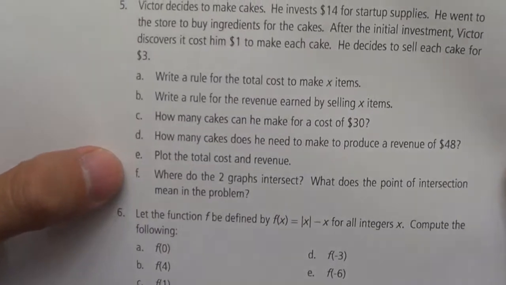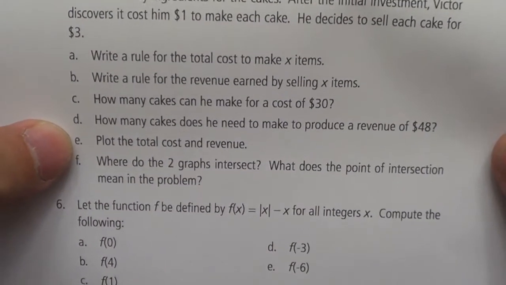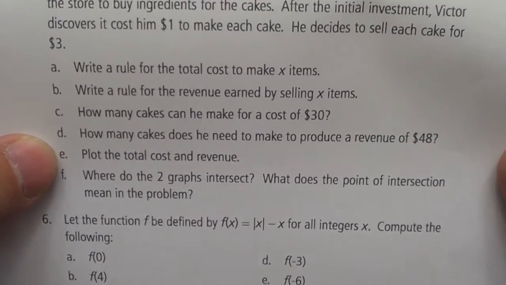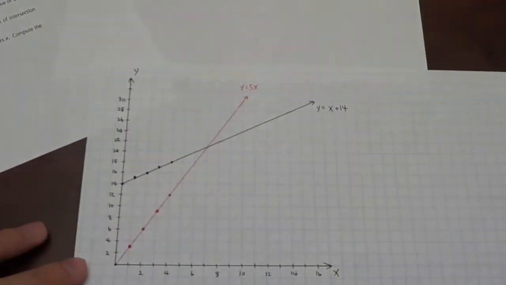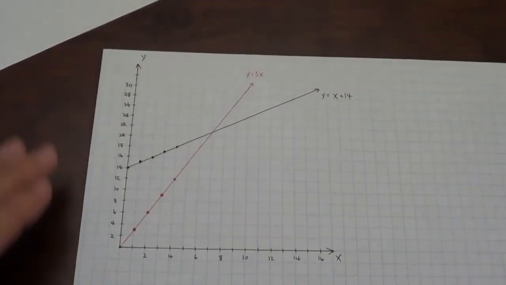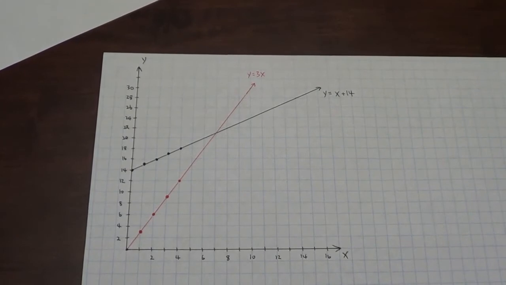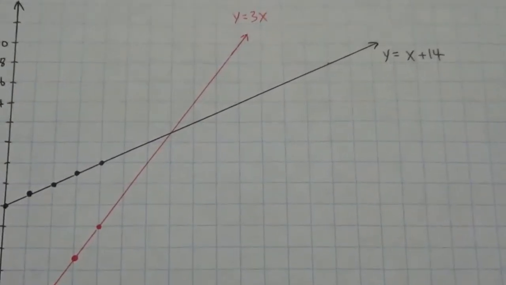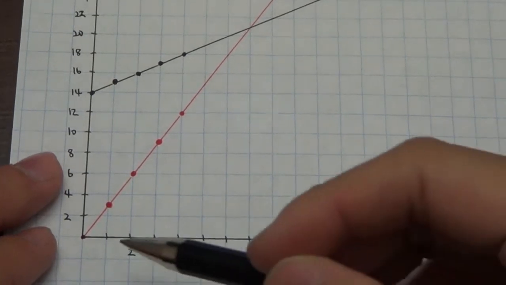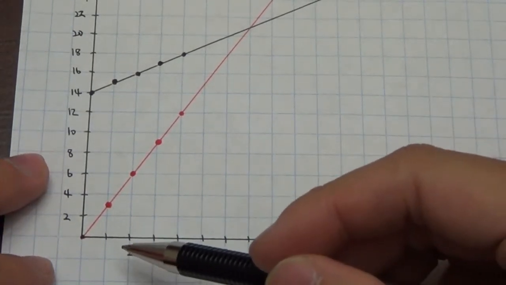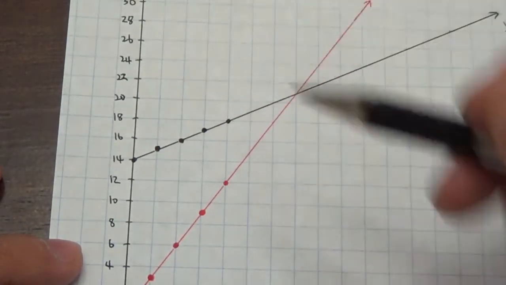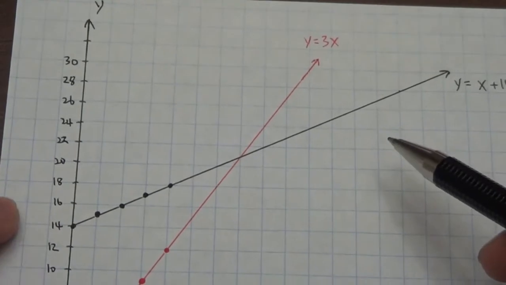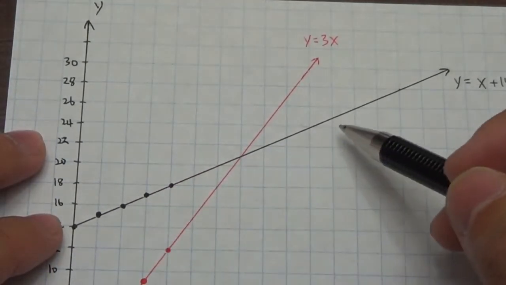Next question, 5E, it wants us to plot the total cost and revenue. So we should have 2 separate lines. To save time, I already did that, and here's our graph. Let's see if I can zoom in a little bit. If you see my x-axis, each square is 1, but for my y-axis each one is 2, so that way I can save a little space. The black line is our line for the cost.